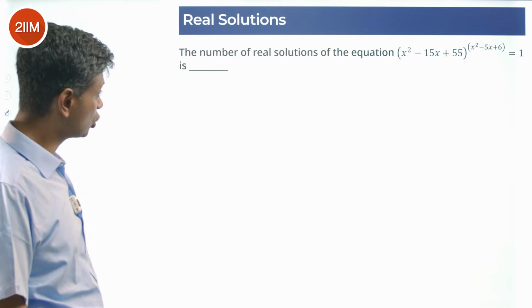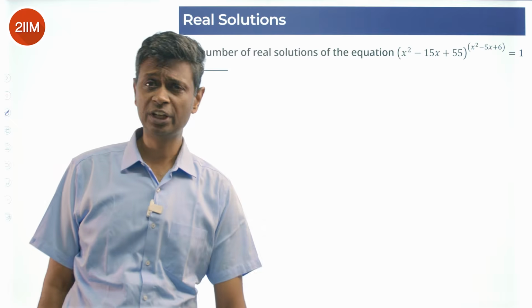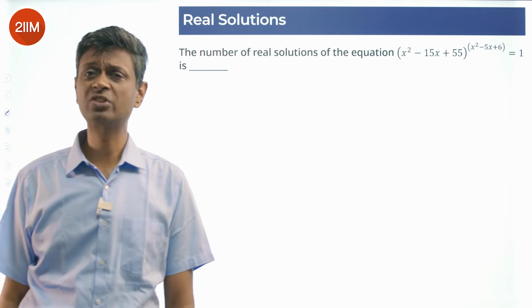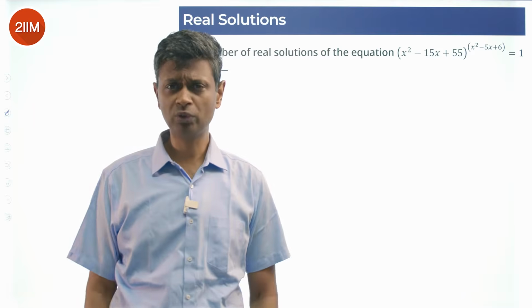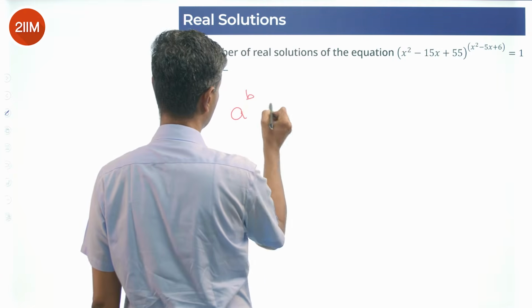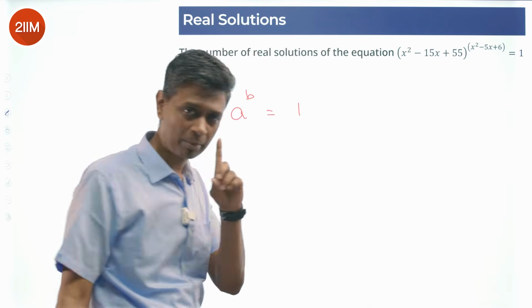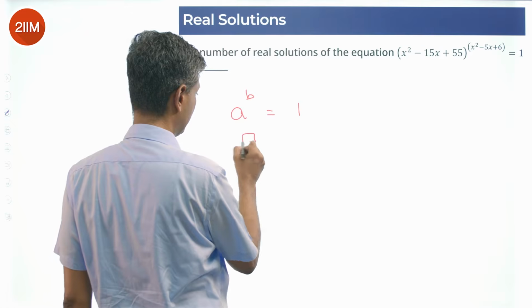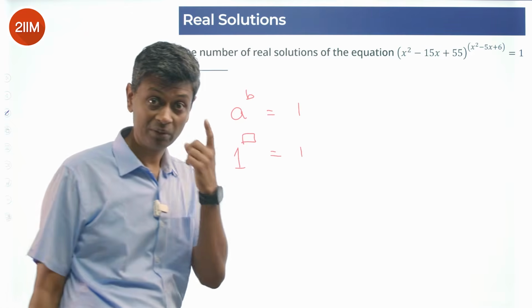The number of real solutions of the equation (x square minus 15x plus 55) whole power (x square minus 5x plus 6) equal to 0 is equal to 1. Beautiful ways of thinking about it. Suppose I have a power b is equal to 1. When can this happen? First of all, 1 power anything is 1. This is one way.